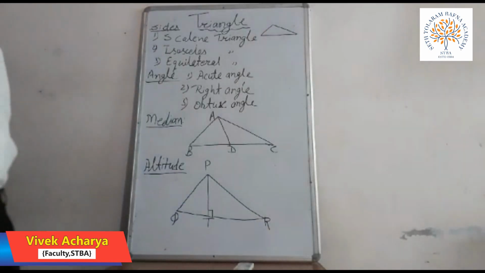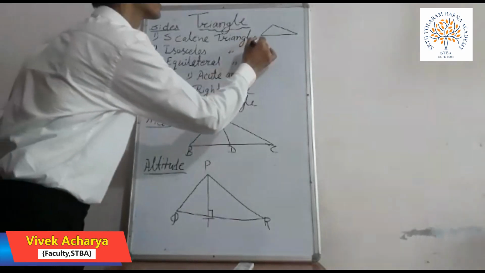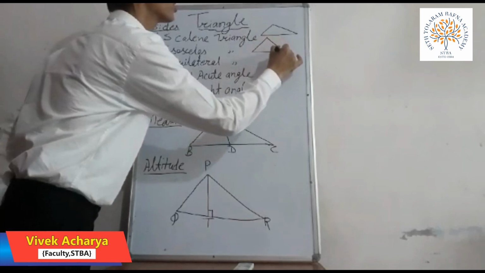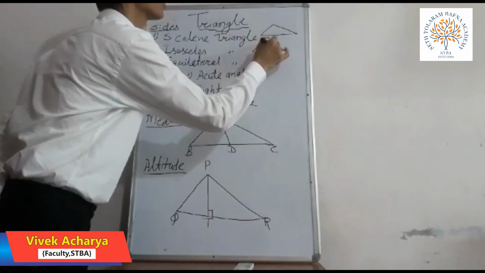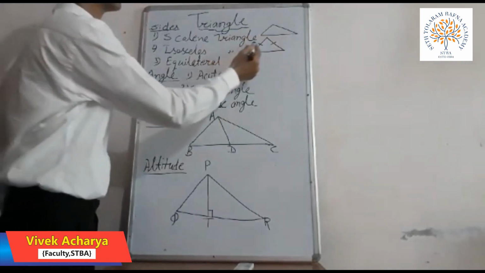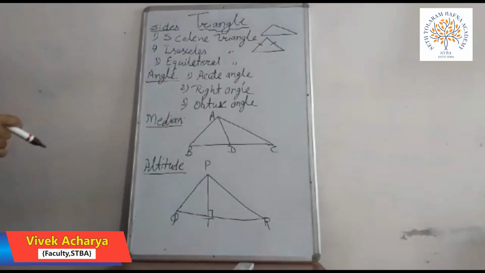The second one is isosceles triangle. When the two sides of a triangle are equal, it is isosceles triangle. Two sides of any triangle are equal. Suppose these two sides are equal of this triangle, you will say it is a isosceles triangle.